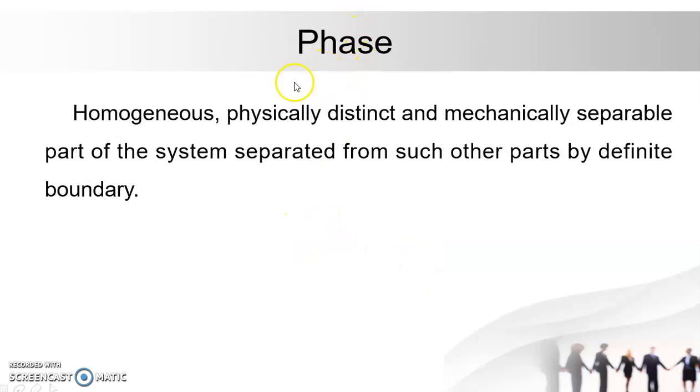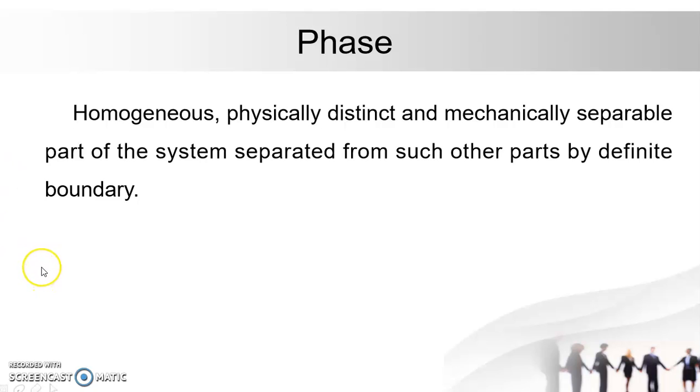What is phase? Phase can be defined as homogeneous, physically distinct and mechanically separable part of a heterogeneous system which is separated from other parts of the system by definite bounding surface. To get an idea of what is phase, we must know the terms homogeneous and heterogeneous. So what is meant by homogeneous system? A homogeneous system is one which is uniform throughout in all aspects, both physically as well as chemically.